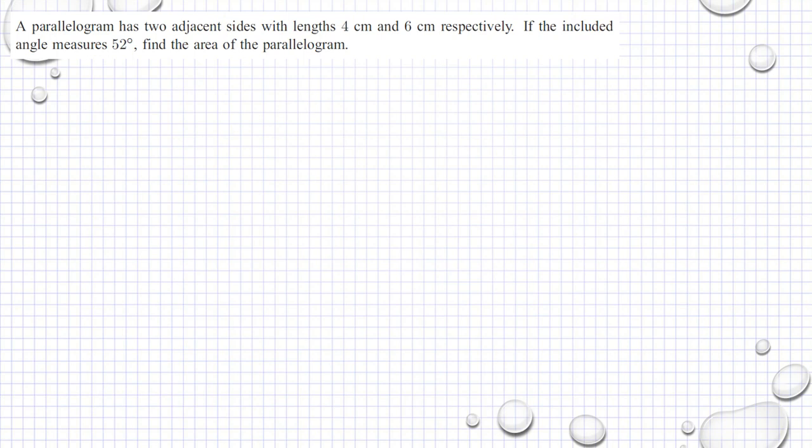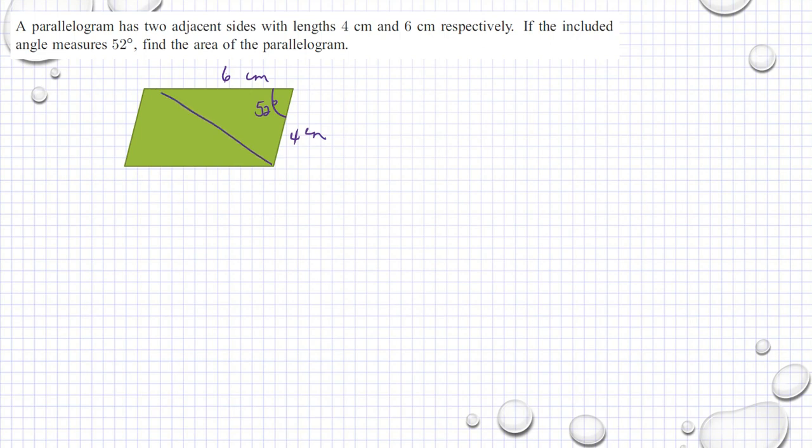Another example. A parallelogram has two adjacent sides with lengths 4 and 6 respectively. If the included angle measures 52 degrees, find the area of the parallelogram. I'm going to paste a parallelogram here. Wait for a while. There you go. And let's see if we can solve that. The included angle is 52 degrees. There you go. And we have 4 and 6 centimeter.